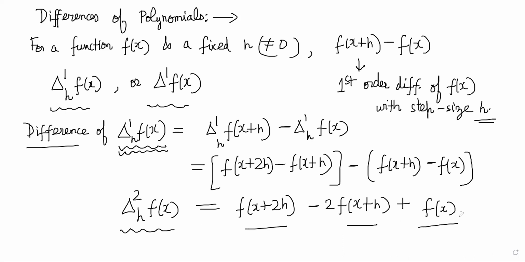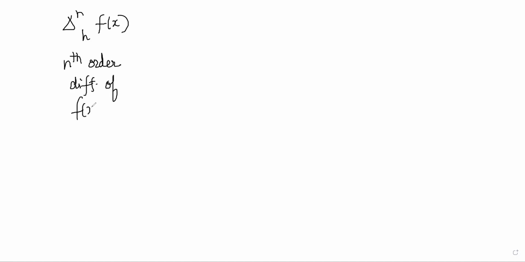Now, the way you define it is a recursive definition. The second order difference comes by taking a first order difference of an already existing first order difference. So in a similar manner, we can define delta n h f of x, which is the nth order difference of f of x. And how do we define it? It is taking a first order difference of an already (n minus 1)th order difference, right?